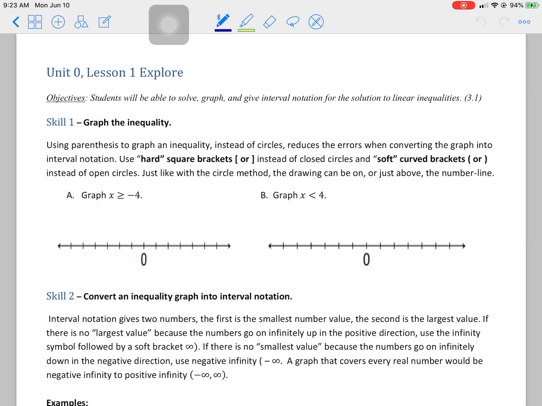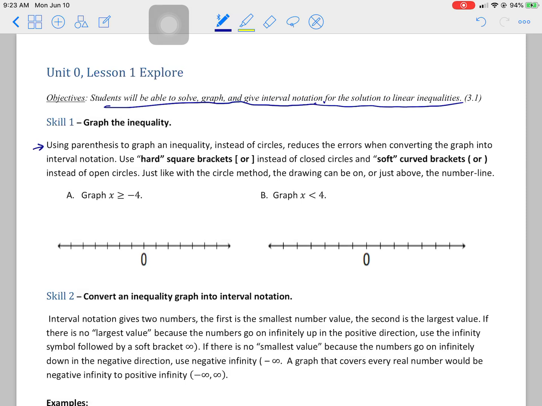So we're going to talk about solving and graphing and giving interval notation for linear inequalities. Okay, so we've left equations. Now we're going to inequalities, which is the less than or greater than.